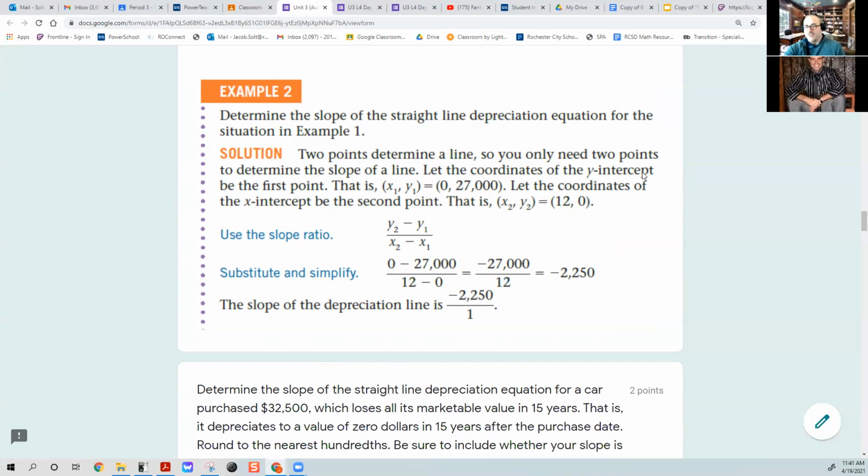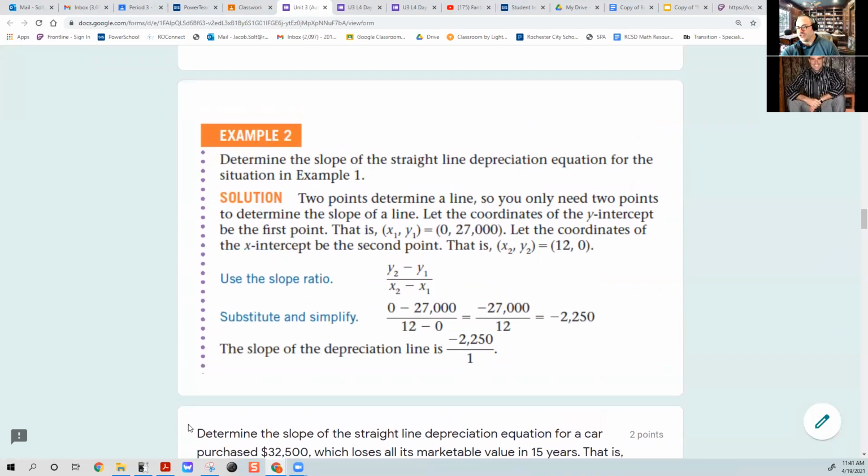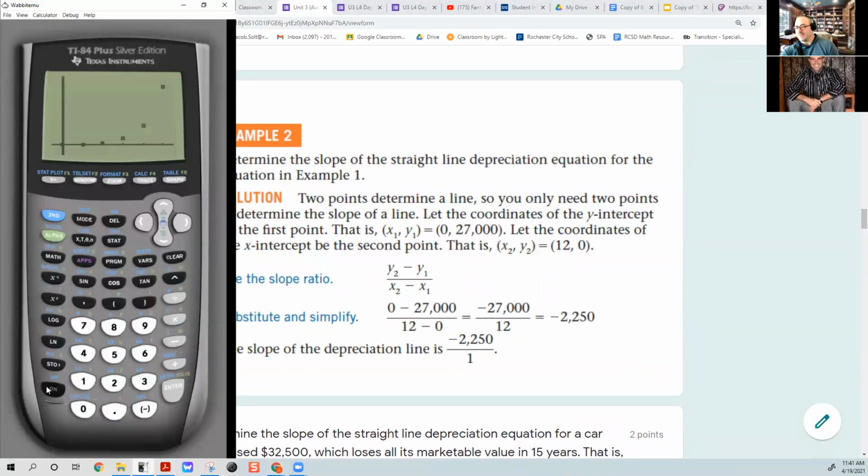Let the coordinates of the y-intercept be the first point. That is x1, y1 equals 0, 27,000. What they're saying here is, I wish I had a graph picture of this real fast. I guess I'll use my calculator to help us envision this. I'm going to clear my lists. You don't have to do this on the calculator; this is actually just a visual. I want us to visualize this.